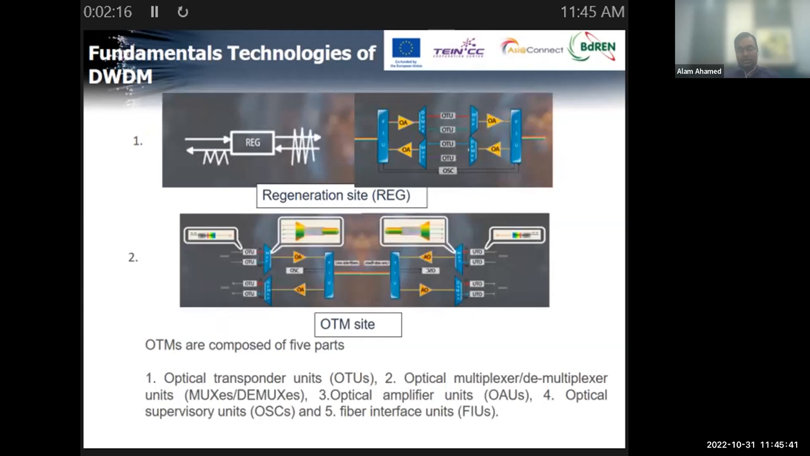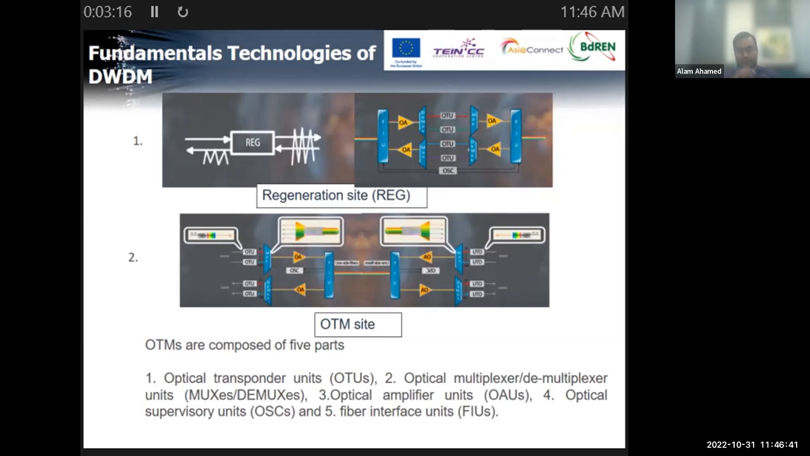Now we can discuss the regeneration site. In order to solve the problem of OSNR, optical signal to noise ratio deterioration, the signal needs regeneration. The signal regeneration site is called the regeneration site. The last site type is the regeneration site, and it does not add and drop service, it only enhances the OSNR to adjust the transmission distance. Regeneration comprises parts: OTU, MUX, DMUX, OAU, OSC, and FIU units. At the regeneration site, signals that need regeneration are sent to the OTU for retiming, reshaping, regeneration. That means 3R function, and then continue the transmission.